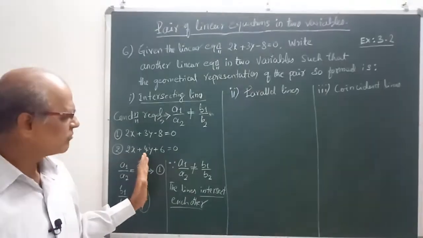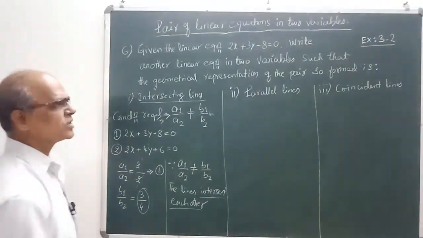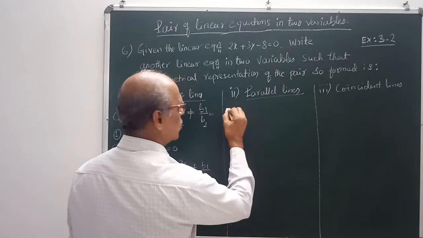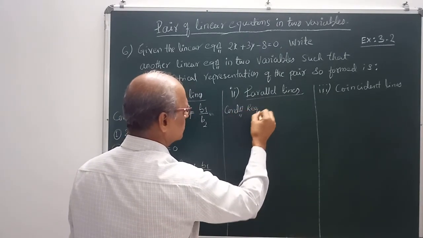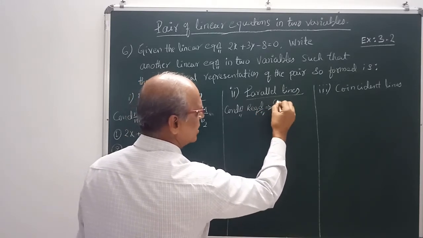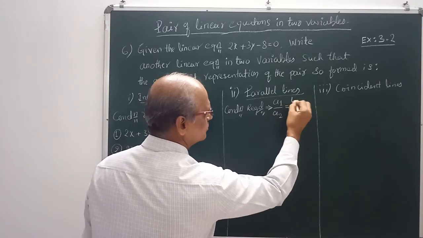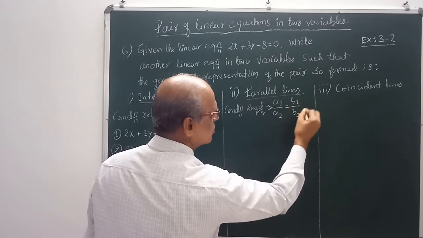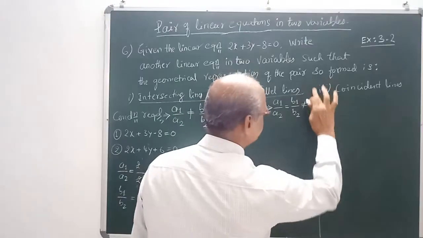Understood? Similar way, the second one we have to write. I'll repeat here. Condition required for the second one. For the lines to be parallel, what is the condition required? A1 by A2 should be equal to B1 by B2 should not be equal to C1 by C2.